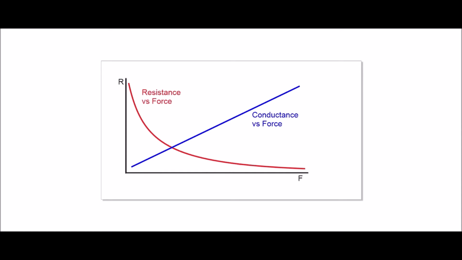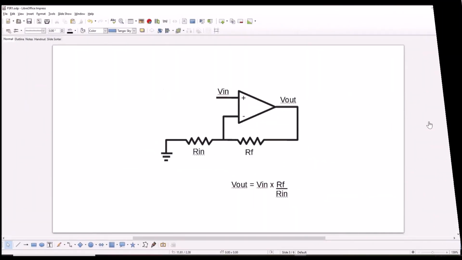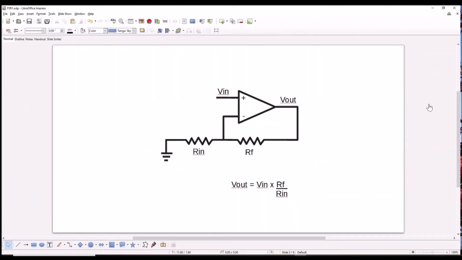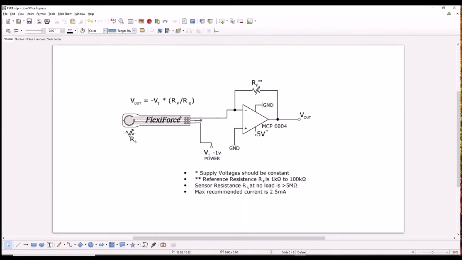If we think about a classic inverting op-amp circuit, the output is proportional to the ratio of two resistors. If we put our sensor resistance in the denominator position in this equation, the output voltage will be proportional to its conductance. However, we still need to figure out how to get the output voltage to go from 0 to 5 volts. Here is the circuit recommended by TechScan.